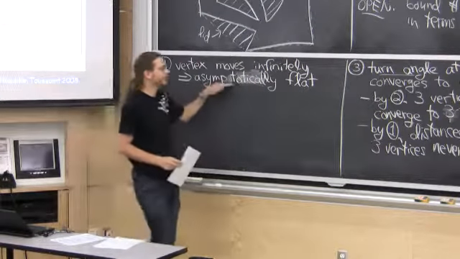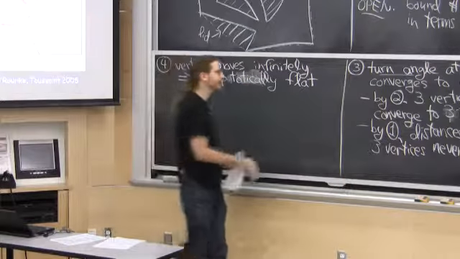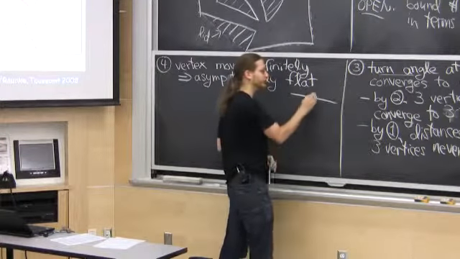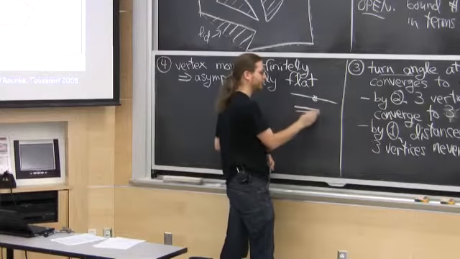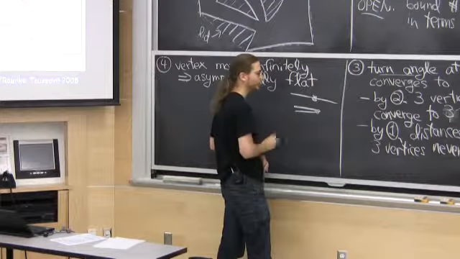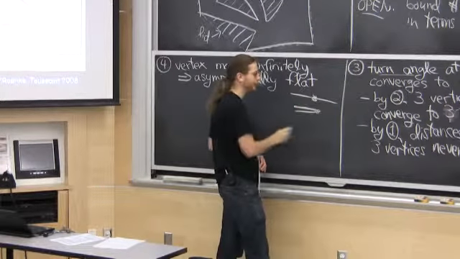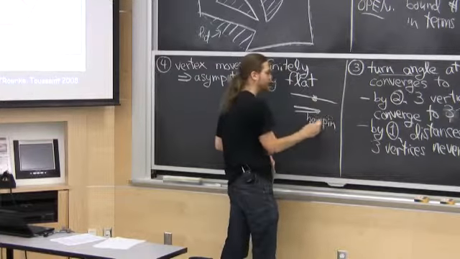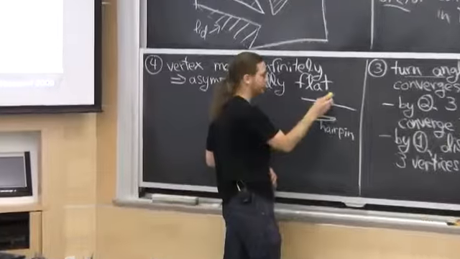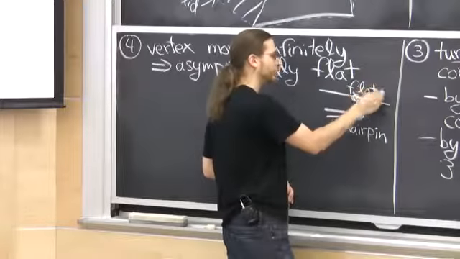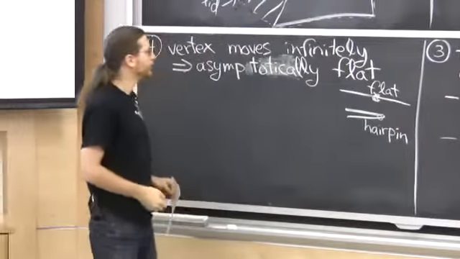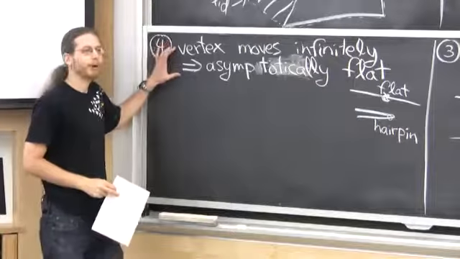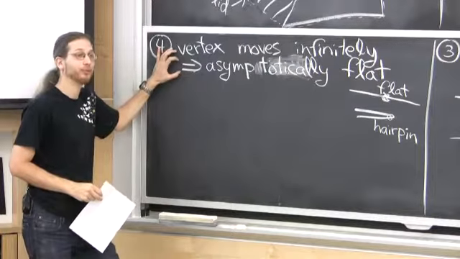Then in the limit, that vertex must be flat. By flat, I mean it has a 0 turn angle. I don't mean this. We call this a 180, or plus or minus 180 degree angle. We call this a hairpin. And this we call flat. This is going to be very powerful. The question is, how do we prove it?